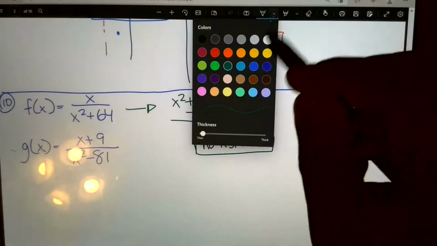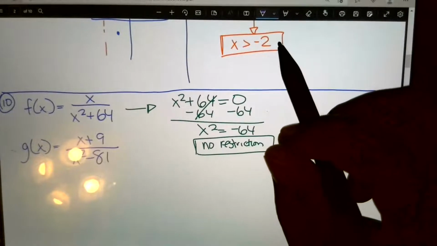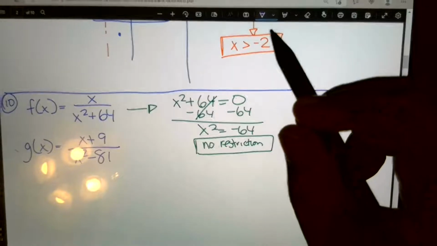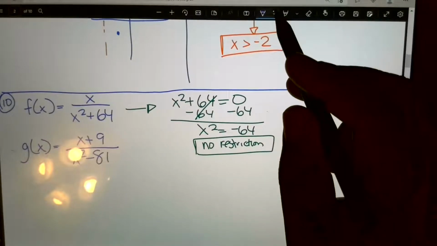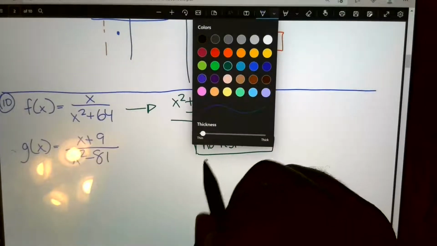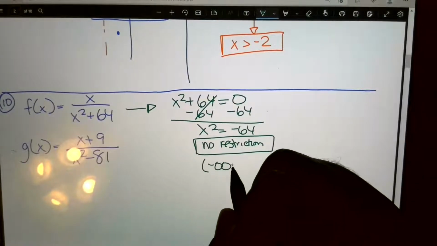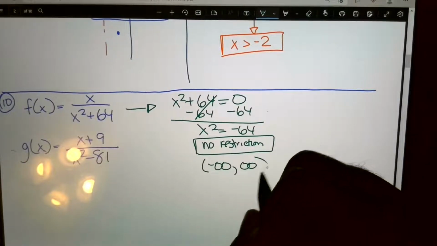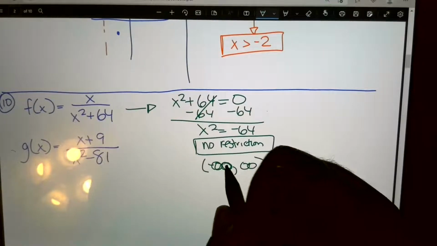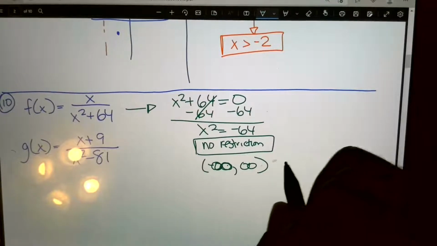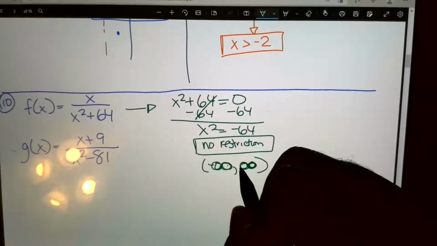For this one, right? So the domain would be... I should have changed those too fast. In interval notation, it'd be negative infinity to infinity. Some people like to put it together. I like to do 2/8 just because, in my mind, it's a little more symmetric.